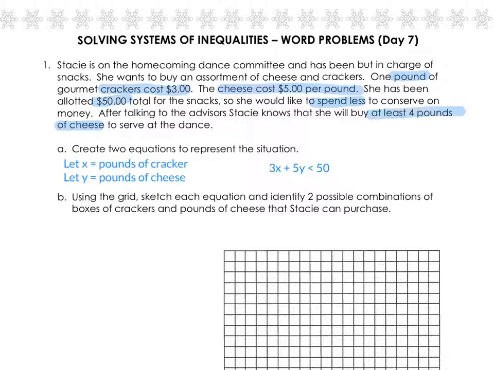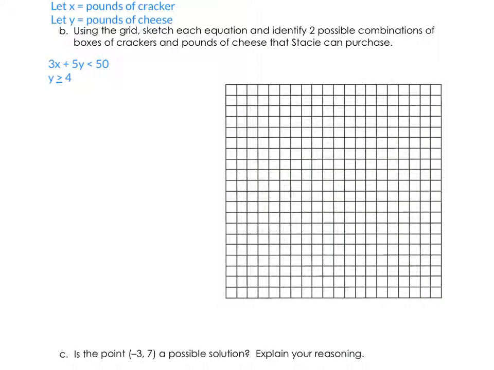Then she also knows that she has to buy at least 4 pounds of cheese. That means that she can buy 4 pounds of cheese or more. So that means that Y, the pounds of cheese, needs to be greater than or equal to the 4 pounds that she said she has to buy. Now we can use the grid below to sketch the inequalities and identify two possible combinations of boxes of crackers and cheese that Stacy can purchase.